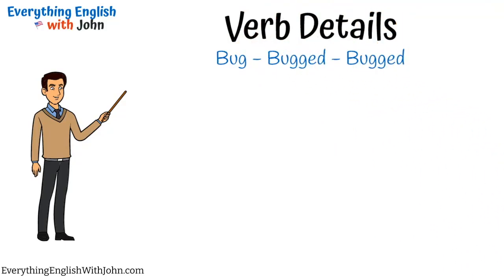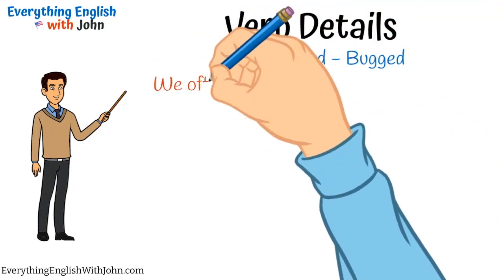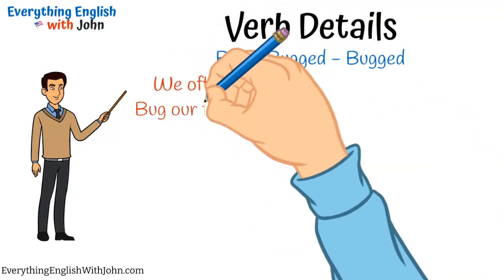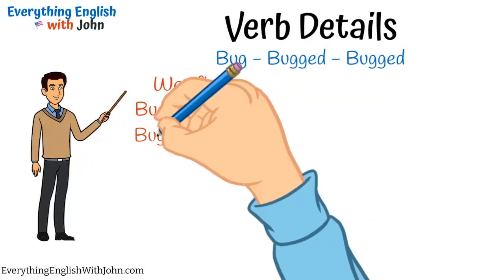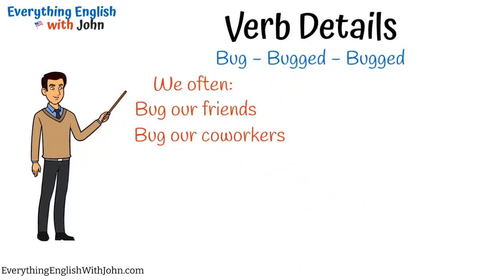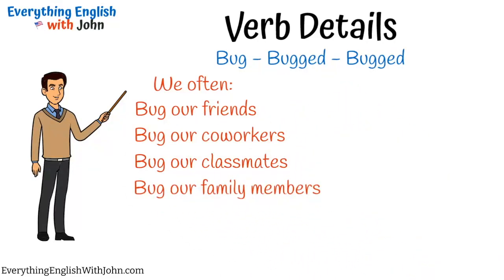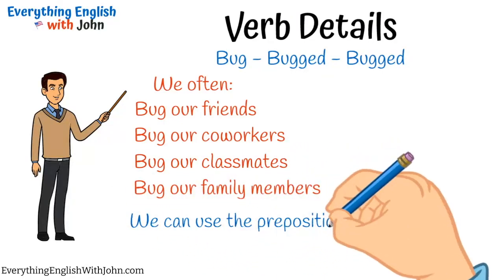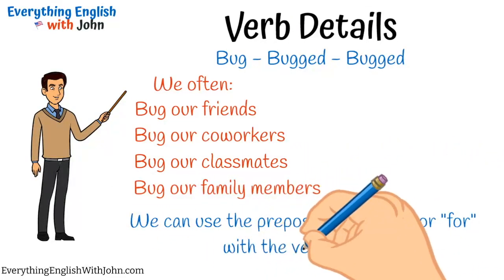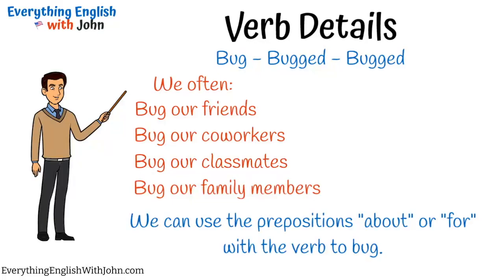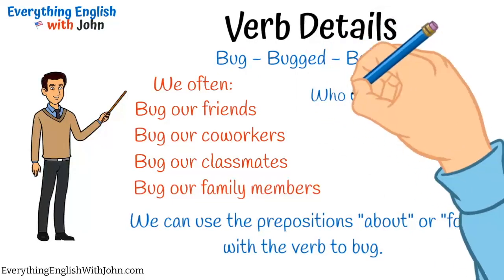Verb details. We often bug our friends, bug our coworkers, bug our classmates, bug our family members. We can use the prepositions about or for with the verb to bug.